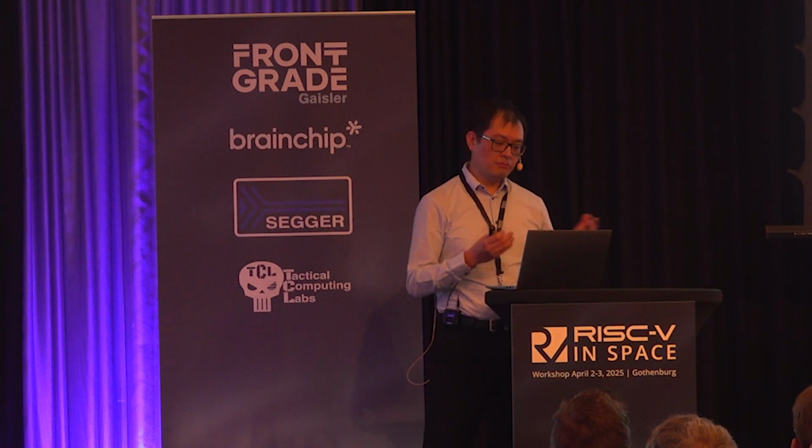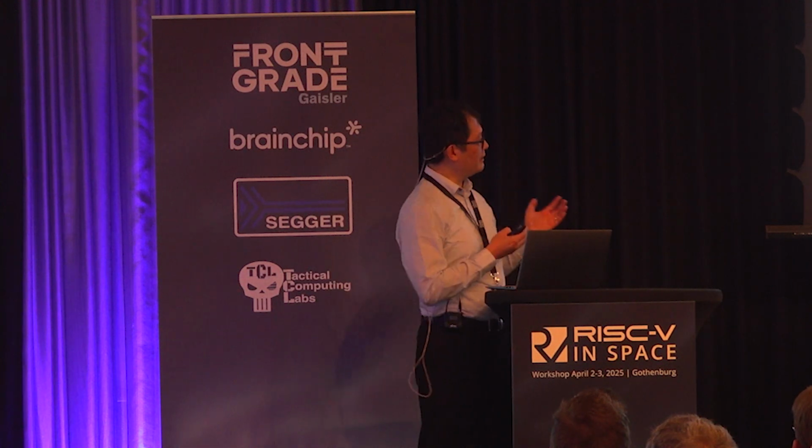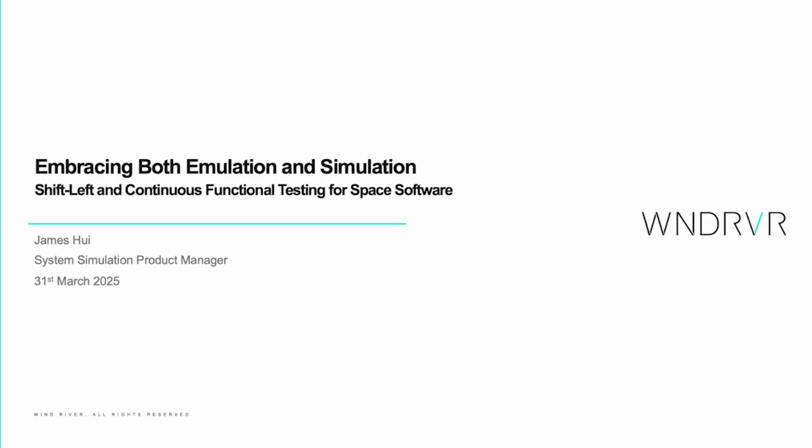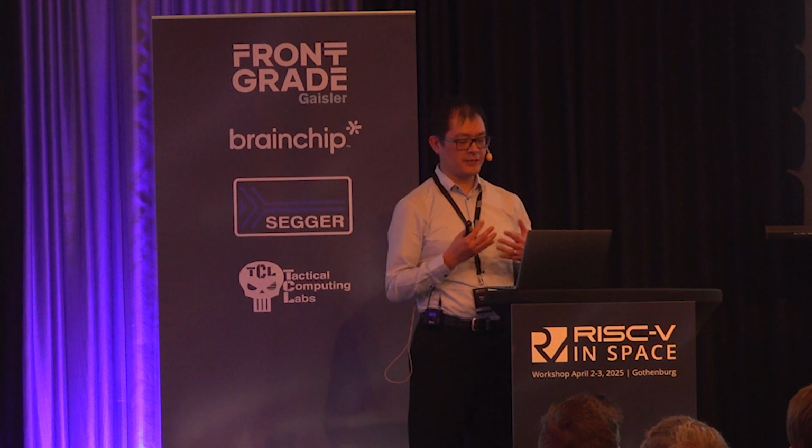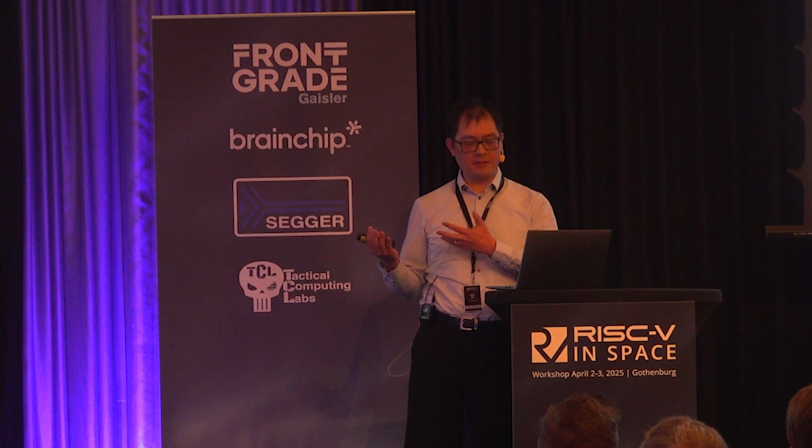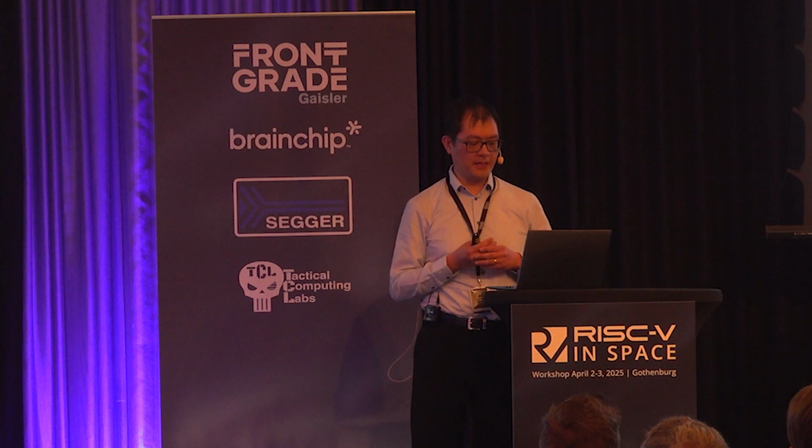So we advocate for a paradigm shift of using simulation for shifting left and then continuous testing for functional software verification on RISC-V systems. Our approach is to combine both emulation and simulation, using QEMU for fast unit-based emulation, as well as Intel Simics for product-level simulation.